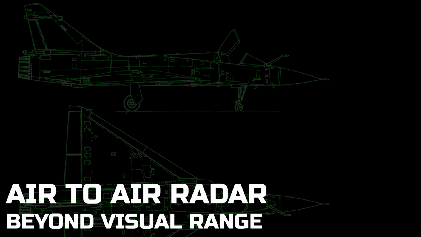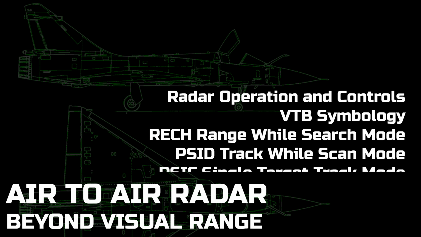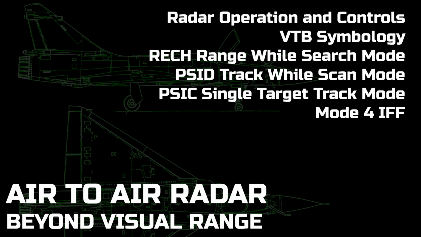In this video, we will be looking at the basic functions of the RDI radar in the Mirage 2000C, specifically those used during beyond visual range air-to-air detection and interception. We will go over the elementary concepts of a pulse-doppler radar, the PCR or radar control panel and recommendations for HOTAS bindings, the extensive radar symbology on the VTB, the initial RECH or range while bar search mode, the PSID track while scan mode, the PSIC single target track mode, and basic use of the mode 4 IFF interrogation.